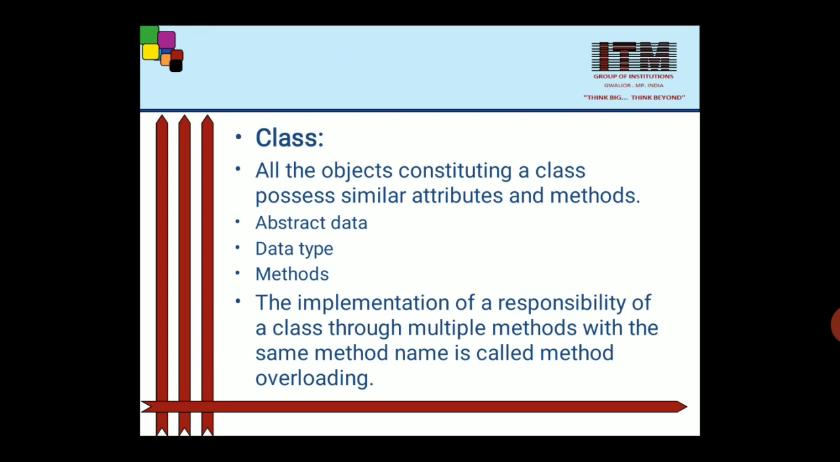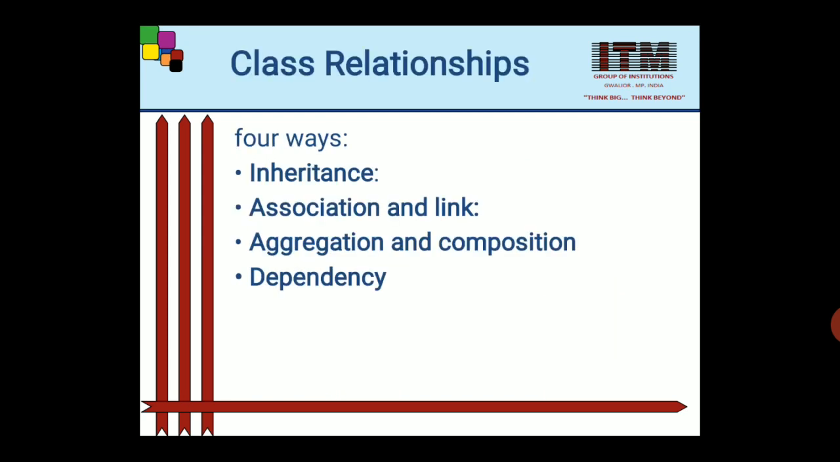And there are a number of class relationships that exist. Here we mark some four ways of class relationships, like inheritance, association and links, aggregation and composition, and dependencies.